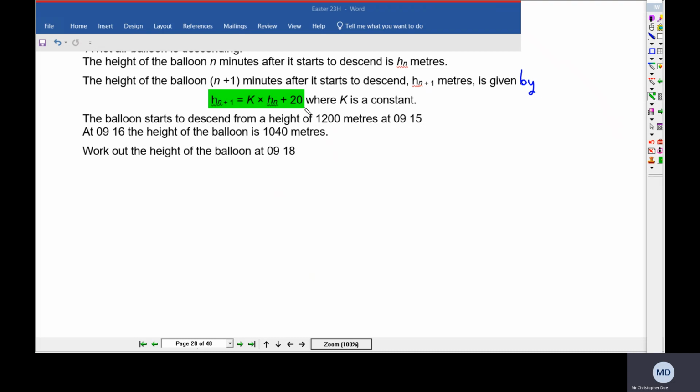It's very like the question we just had, apart from, rather than just the multiplier, it's got a plus 20. I don't know why, but we'd have to just go with it. The slightly more difficult formula.